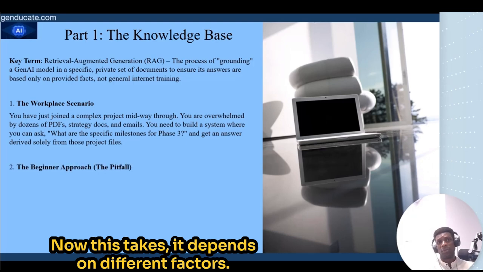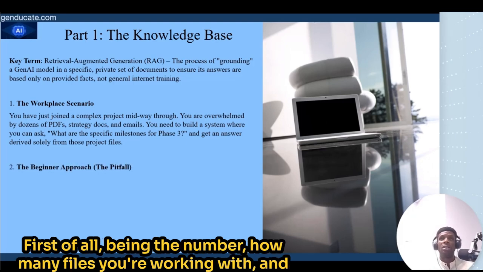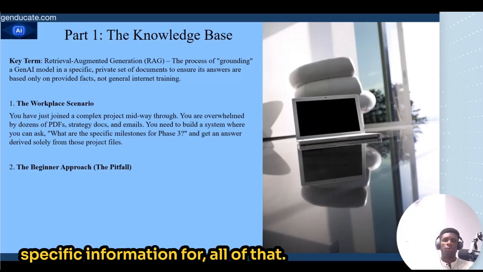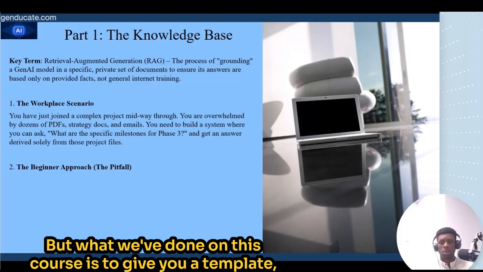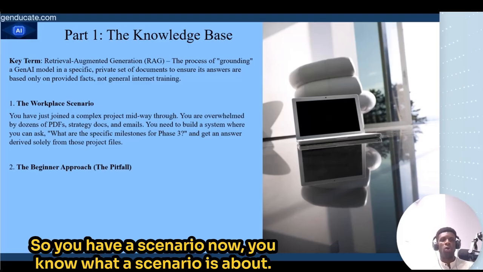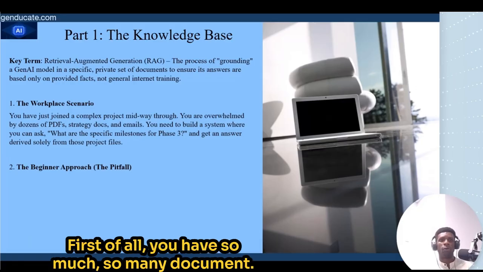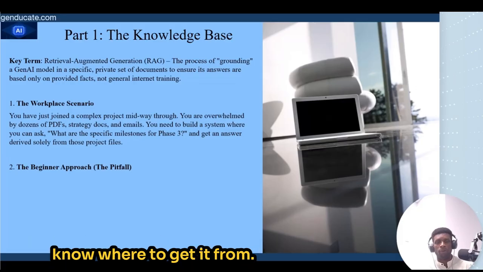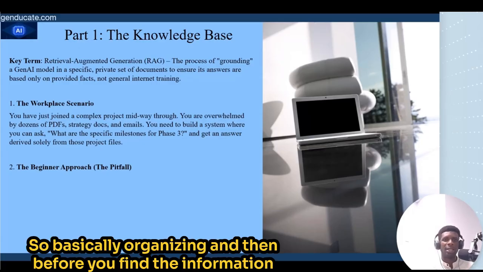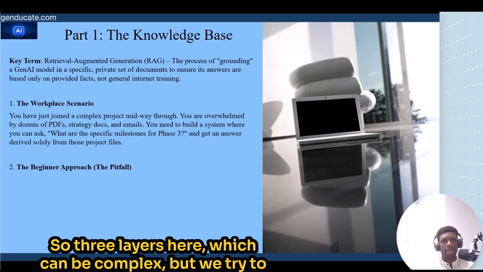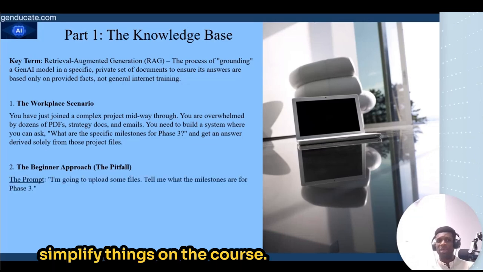Now, this depends on different factors. First of all, how many files you're working with, how specific the information you're looking for is, and what you need that specific information for, all of that. But what we've done on this course is give you almost a template to follow. So you have a scenario now, you know what it is about, and there are different stages in it. First, you have so many documents and you need information from them, but you don't know where to get it from. So basically organizing, then finding the information, and then using that information. So 3 layers here, which can be complex, but we try to simplify things on the course.